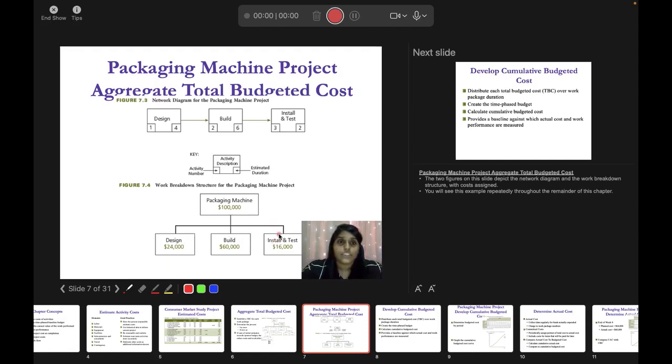If the machine is going to work, if the machine is without any flaws and all that. Okay, so from this 100,000, you break it down to design, you break it down to build, and you break it down to install and test. So 24,000 plus 16,000 is 40,000, and you plus with 60,000 is 100,000. So this 100,000 has been broken into 3, which is going to accumulate to 100,000, right?